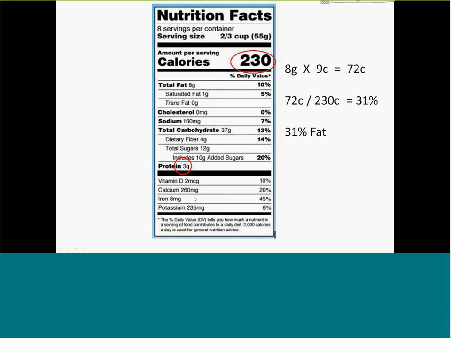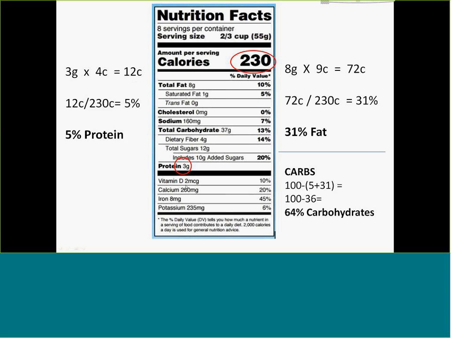And protein, we got protein of 3 grams. Every gram of protein is 4 calories. That's what we're using. So 3 grams times 4 calories gives us 12 calories of protein. 12 calories of protein divided by the 230 calories for the serving says that this product is going to give me 5% protein. My goal is 25% or higher, so this is not going to help me with my protein goal.